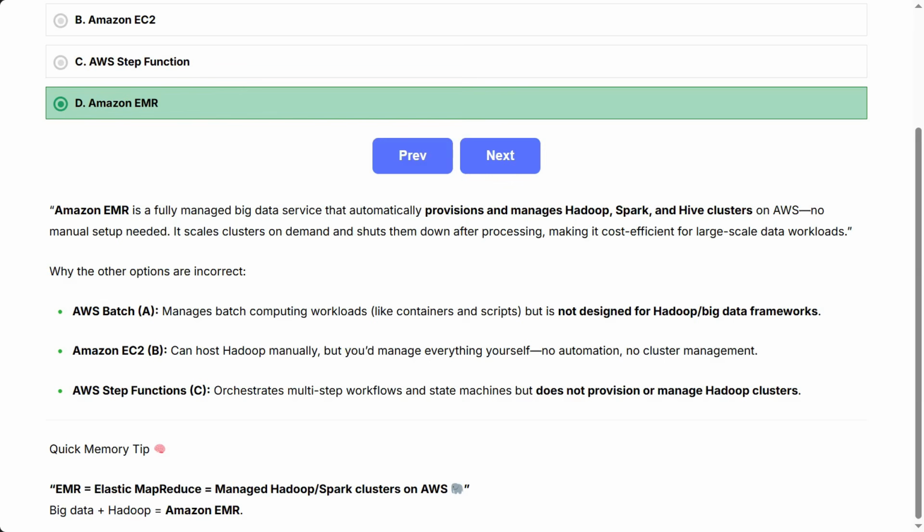Why the other options are incorrect? AWS Batch (A) manages batch computing workloads like containers and scripts, but is not designed for Hadoop big data frameworks. Amazon EC2 (B) can host Hadoop manually, but you'd manage everything yourself. No automation, no cluster management. AWS Step Functions (C) orchestrates multi-step workflows and state machines, but does not provision or manage Hadoop clusters. EMR equals Elastic MapReduce, managed Hadoop/Spark clusters on AWS. Big data plus Hadoop equals Amazon EMR.